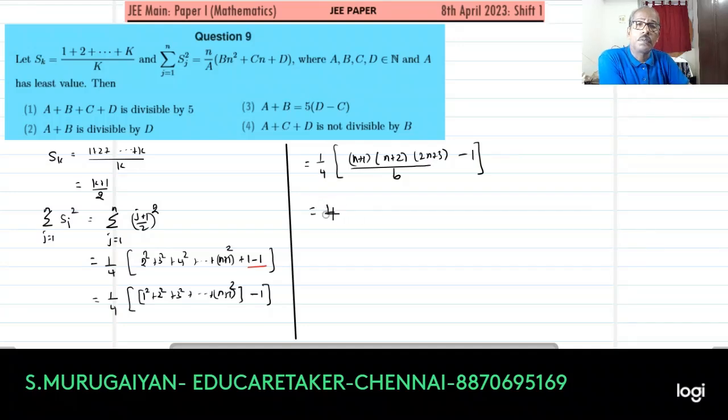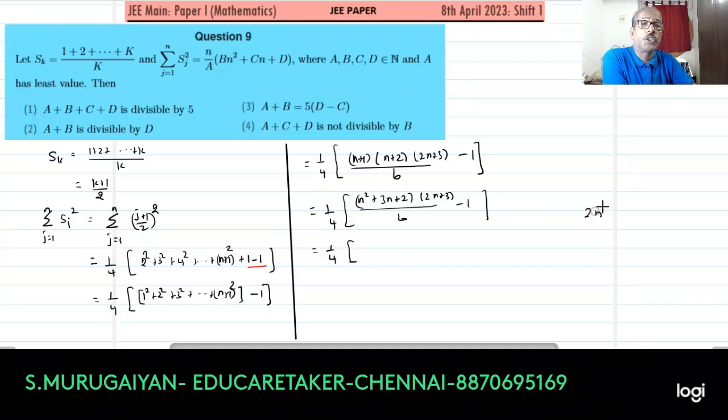So 1 by 4, n square plus 2 plus 1 is 3n, plus 2, into 1 into 2n plus 3, by 6 minus 1, is 1 by 4, n square into 2n is 2n cube, n square into 3 is 3n square, 3n into 2n is 6n square, 3n into 3 is 9n, 2 into 2n is 4n, 2 into 3 is 6.